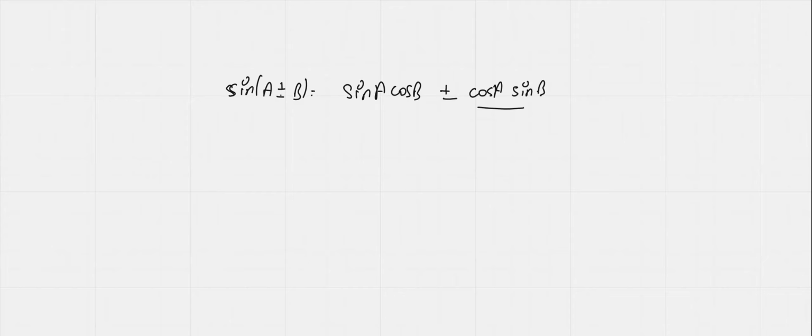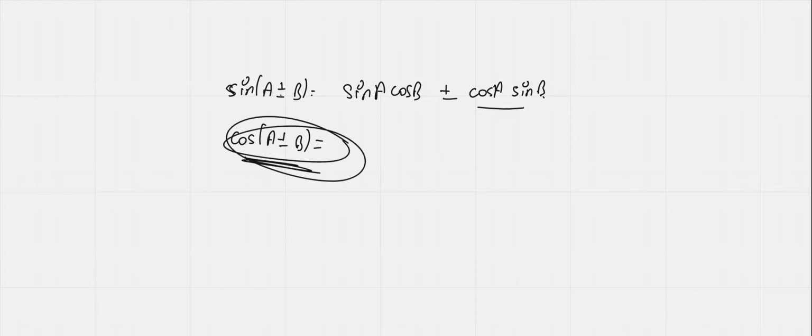So I have written sine of A plus minus B. What was that? Sine of A times cos of B plus minus cos of A, sine of B. Yeah, the same thing, the multiple. And the next one is cos of A plus minus B. Now it's clear, right?